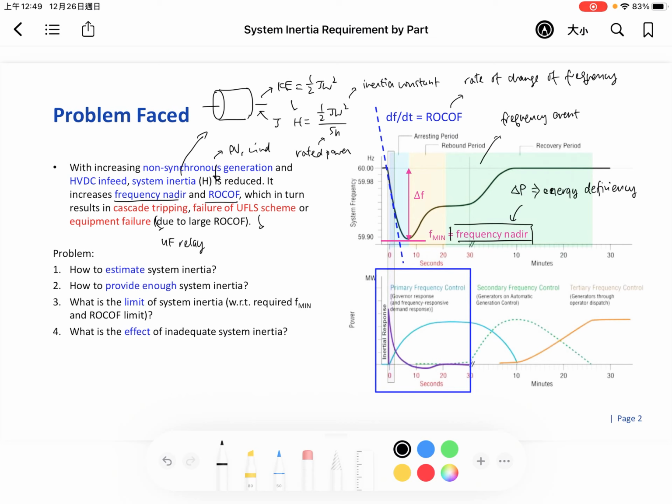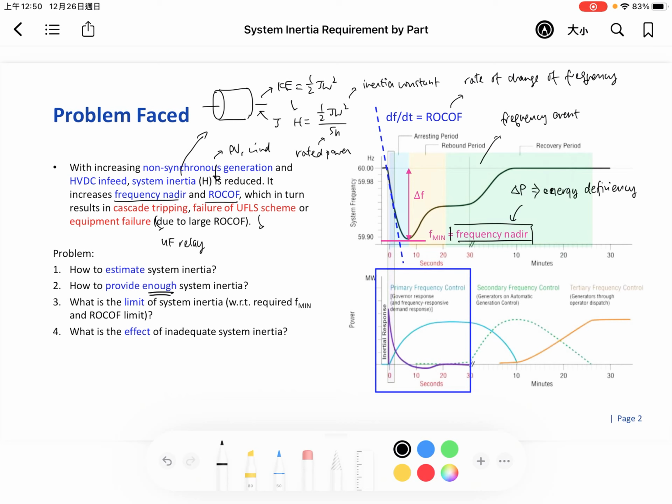So the problem is how to estimate system inertia, or how does the system inertia concept relate to the frequency. And then we try to talk about how to provide enough system inertia, or what is enough. And in the end, we talk about what is the limit of system inertia. Is there any bifurcation point that once the system inertia drops below that limit, the system will be unstable and it will cause some kind of big problem, like cascade tripping, blackout, and so on.